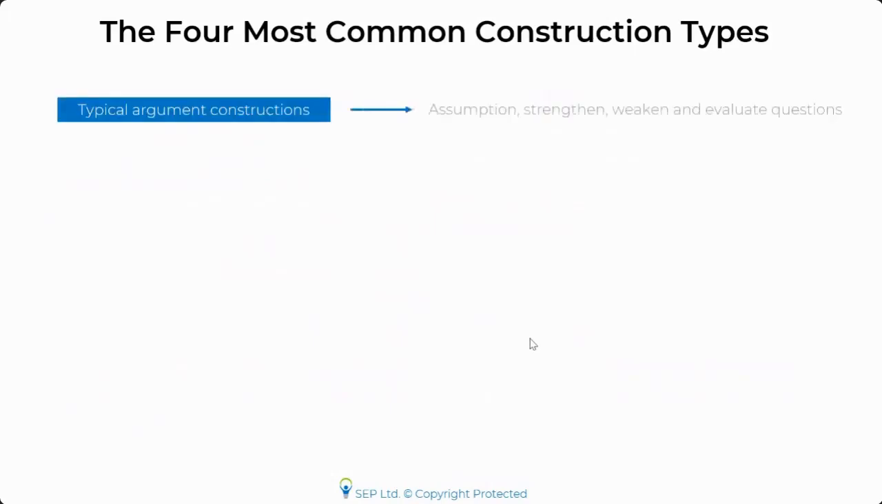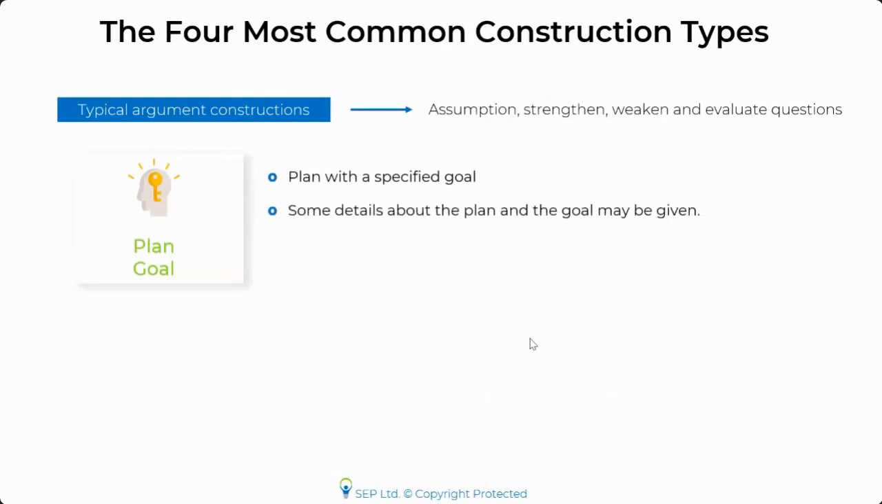GMAT CR has a lot of questions, assumptions, strengthen, weaken, evaluate questions, where you often find questions based on plan goal. Now, what are these questions? In these questions, you usually have some plan with a specified goal given to you, and there are some details about the plan. The conclusion is usually either about the success or the failure of the plan. And you've got to either identify the assumption behind the plan, strengthen the plan, weaken the plan, evaluate the success or failure of the plan, and so on and so forth.